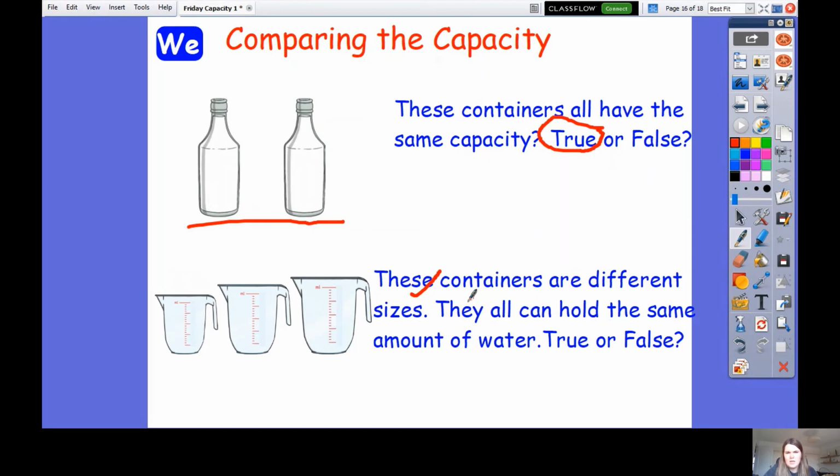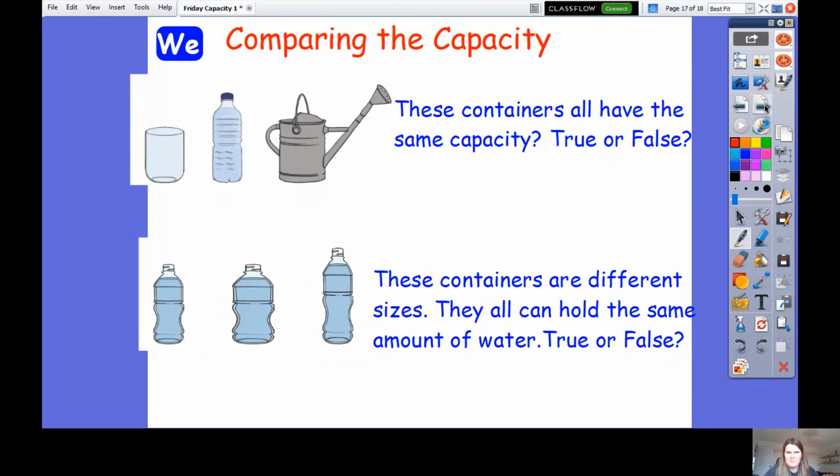Next part of the question. They all can hold the same amount of water. So we're saying this small one holds the same amount as this big one. No. Why not? The big one has a greater capacity than the smaller. Well done. So is this true or false? Yeah, absolutely, it is false. Not every part of the question was the same.